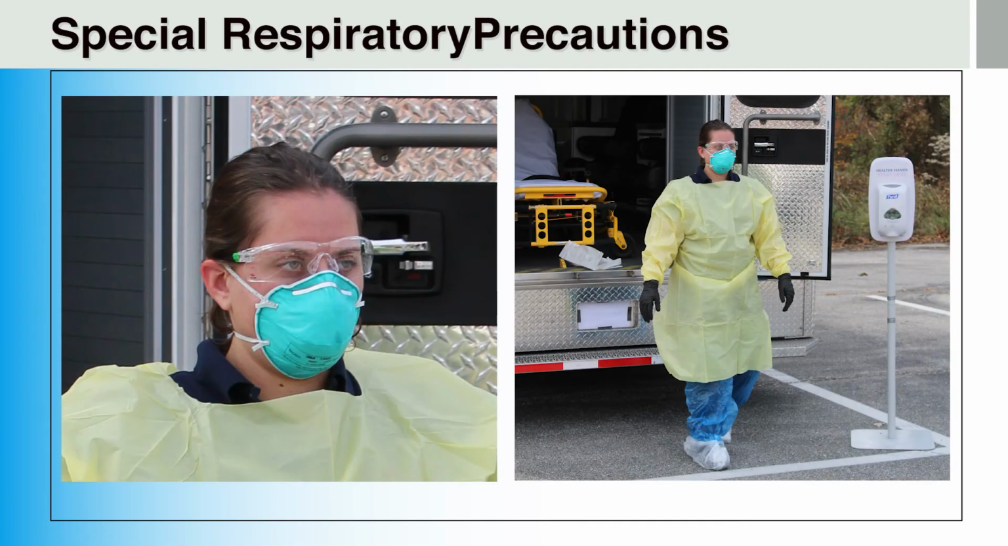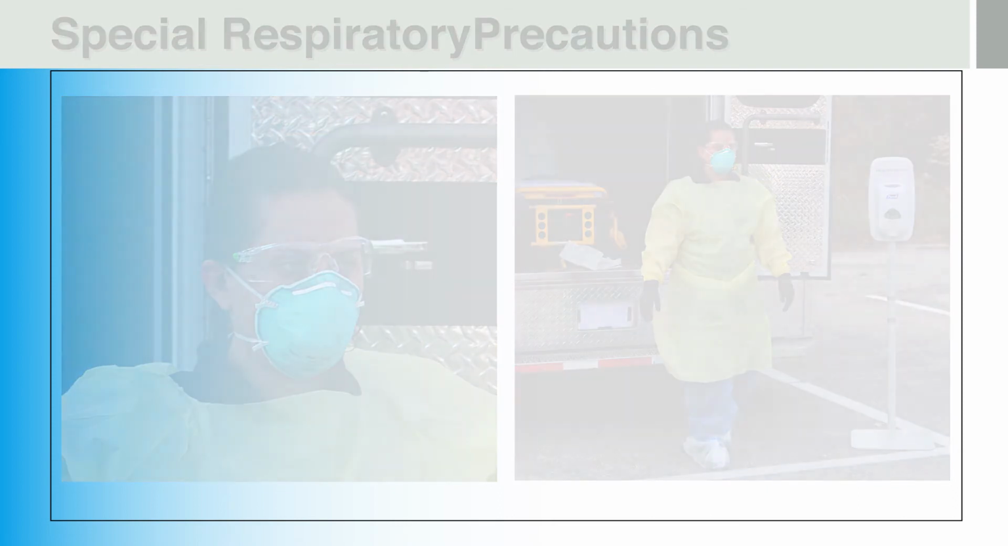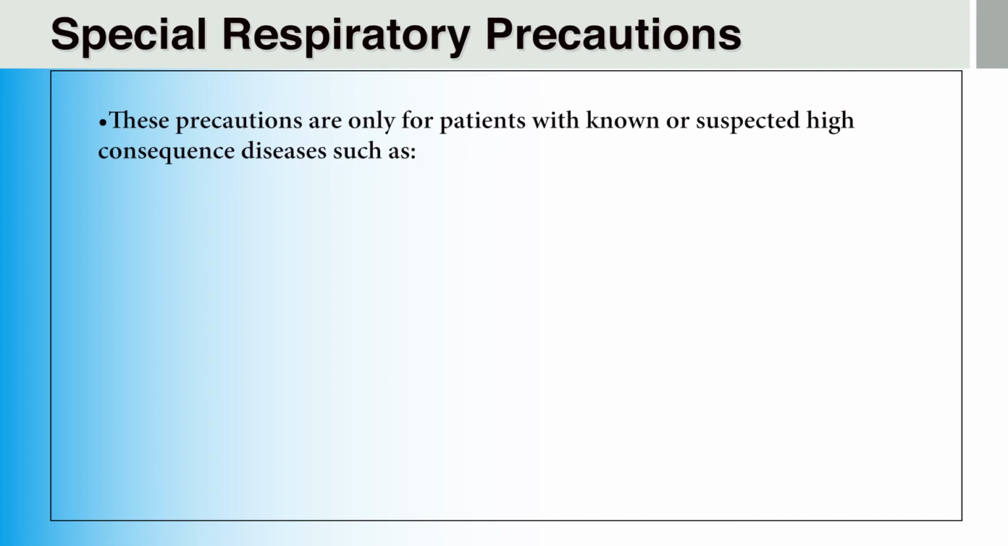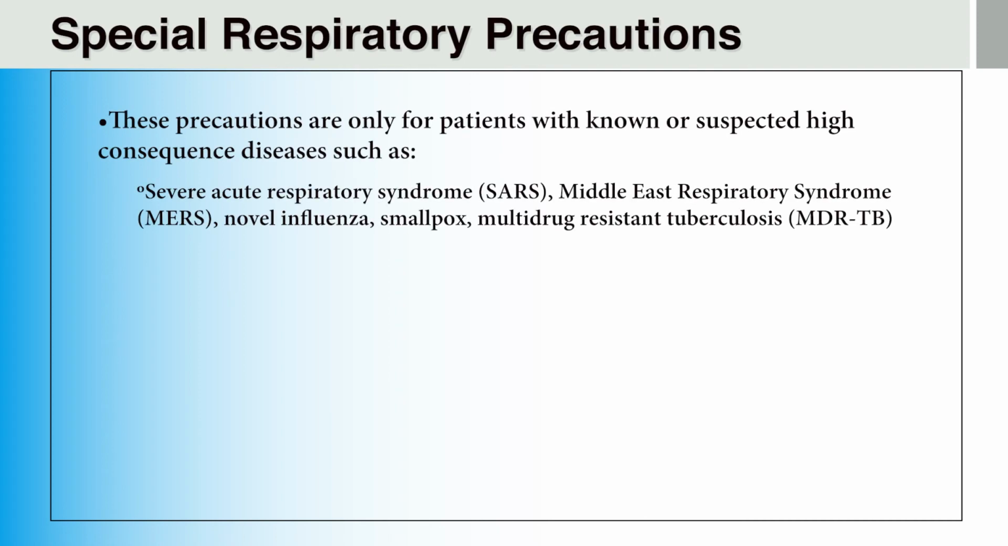Special respiratory precautions are intended to protect providers coming into contact with individuals with known or suspected high-consequence diseases known to be highly contagious from person to person. Some examples of diseases that require special respiratory precautions include severe acute respiratory syndrome, or SARS, Middle East Respiratory Syndrome, or MERS, novel flu, and multi-drug-resistant tuberculosis, just to name a few.